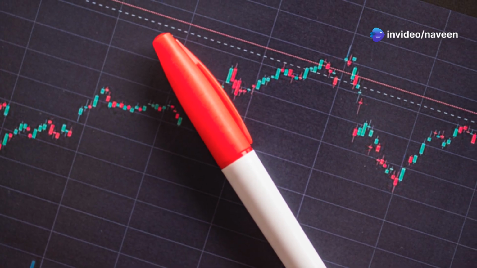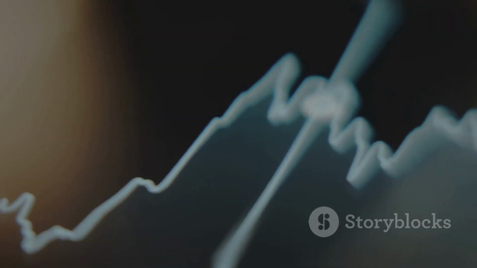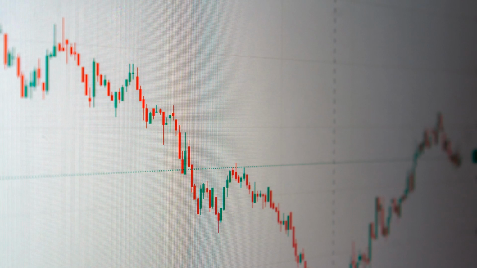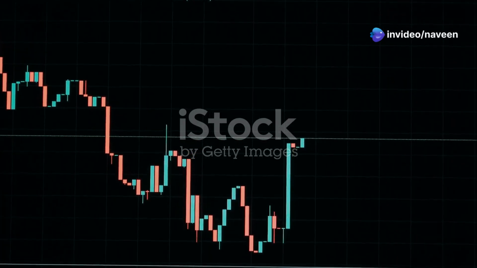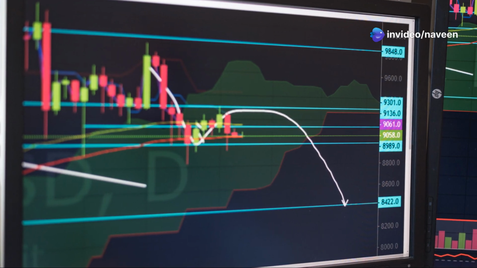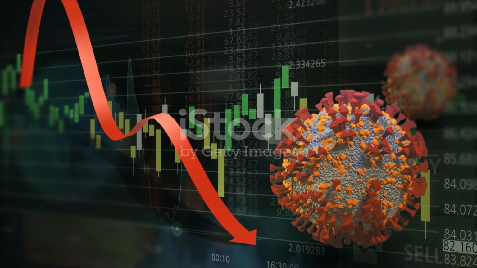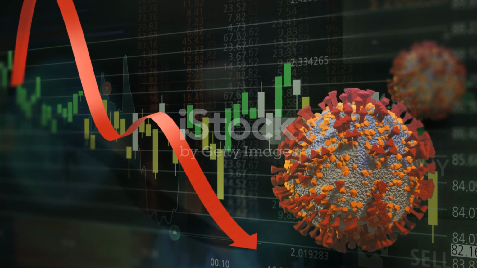The left shoulder is the first peak formed during the uptrend. The head is the highest peak, representing a final surge in bullish momentum. The right shoulder is the final peak, usually lower than the head. The neckline is a crucial element of the head and shoulders pattern. It is a trend line connecting the lows of the left shoulder and the head. A break below the neckline confirms the bearish reversal and signals a potential sell opportunity.